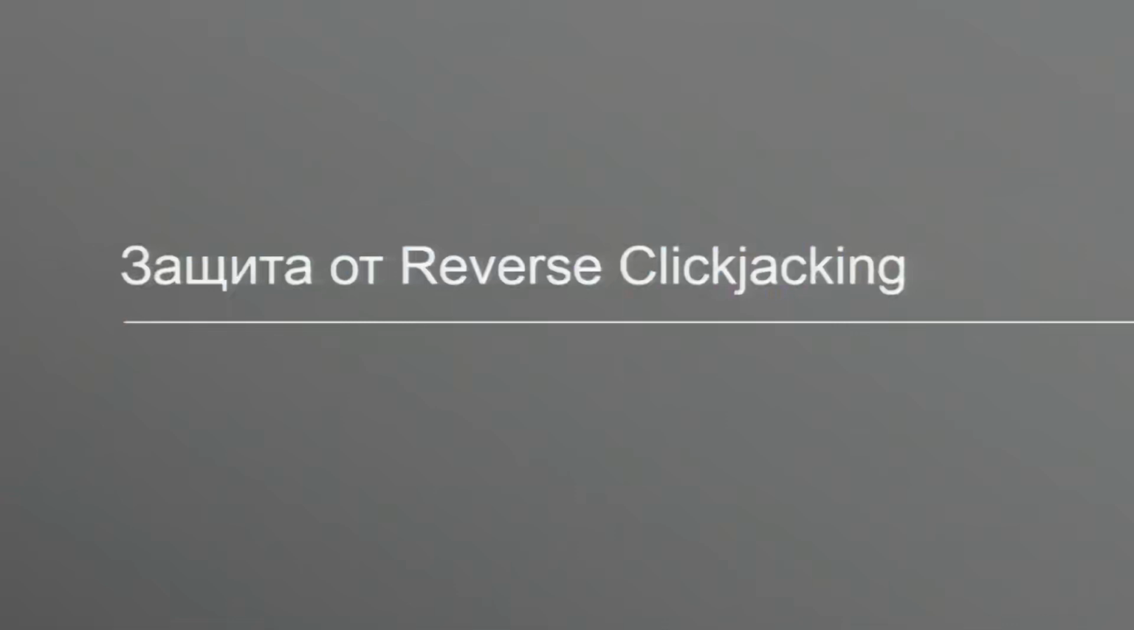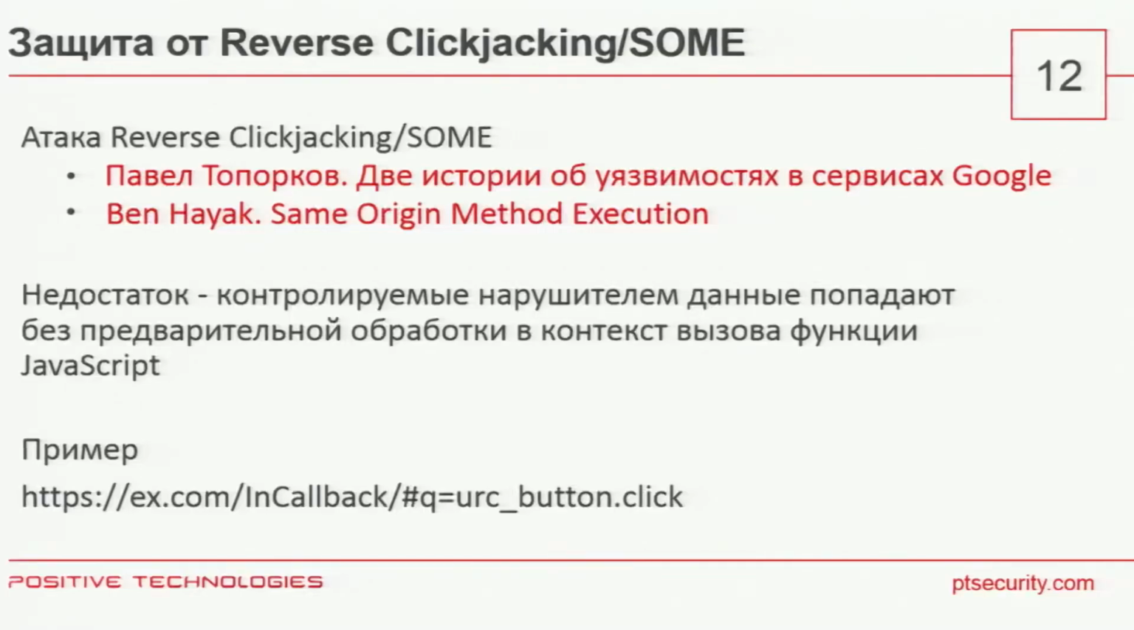Now let's proceed to the protection against reverse clickjacking, which is a pretty new type of attack, and we should distinguish two works here. Two studies by Pavel Toporkov and Ben Hayak. Despite the fact that two different terms are used here, it is virtually the same. The main characteristic of the presence of the vulnerability is the control by the attacker of JSONP endpoint functions.